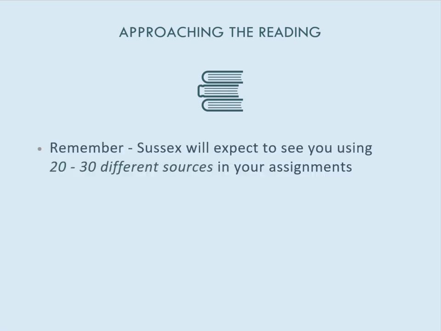So I think there are a few things to think about when you're approaching the reading for the assessment. Remember that Sussex and our external examiner in particular are going to expect you to be using around 20 to 30 different academic sources within your assignments. Given that scope, how are you going to approach the reading? Where are you actually going to go to find useful texts to reference?